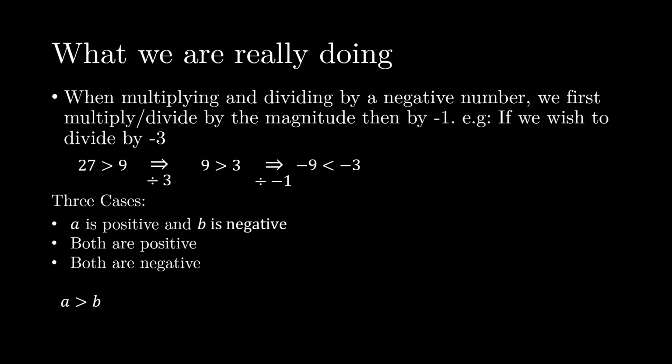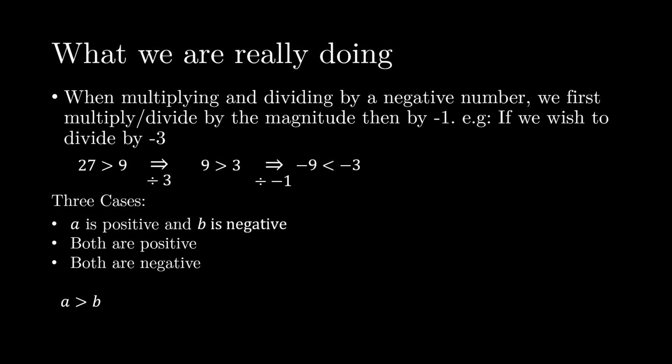The second case is where both are positive, and we dealt with that in the previous example. Here we're given that 27 is greater than 9, and then we divide both sides by a negative number, and we flip the sign when we divide by negative 1, right? Because that adds the negative sign, and because of how negative numbers are, we have to flip the inequality sign to account for that.